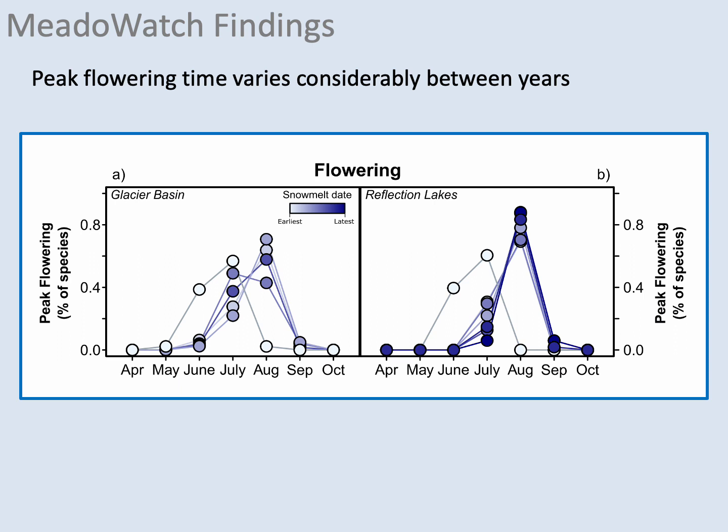Here are some more interesting trends from a recently published paper showing that similar connection between snowmelt and flowering phenology. For both Glacier Basin and Reflection Lakes trails, you can see that we've now aggregated peak flowering for all of our focal species and divided them by year, with lighter dots representing years of earlier snowmelt and darker dots representing later snowmelt. This is another great way to visualize how the timing of peak flowering is variable and heavily reliant on the timing of snowmelt each year.